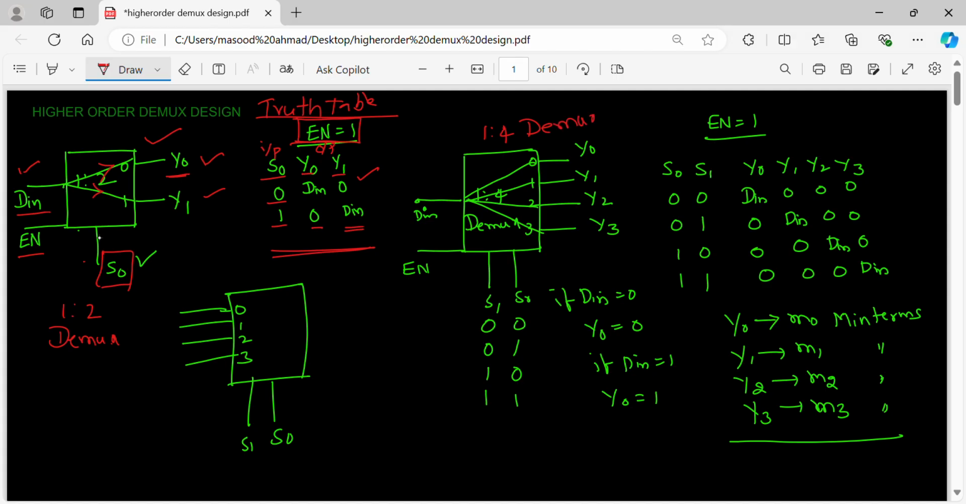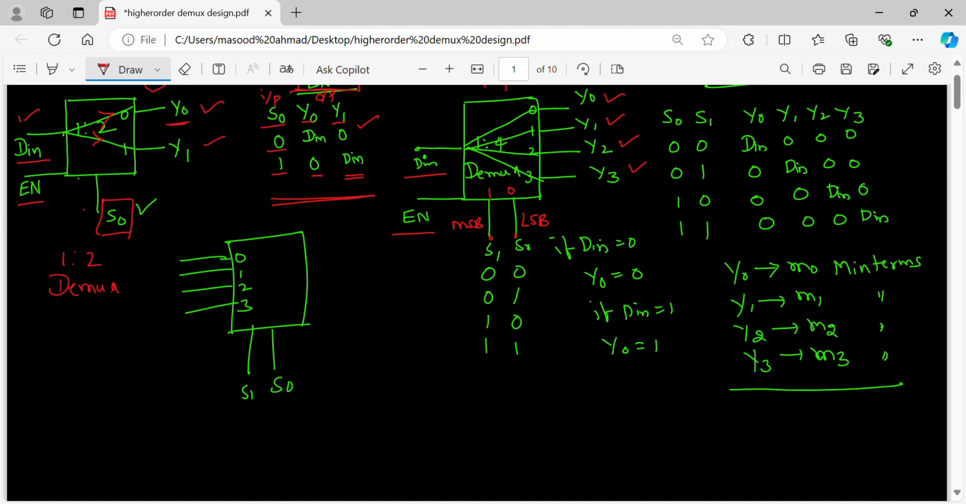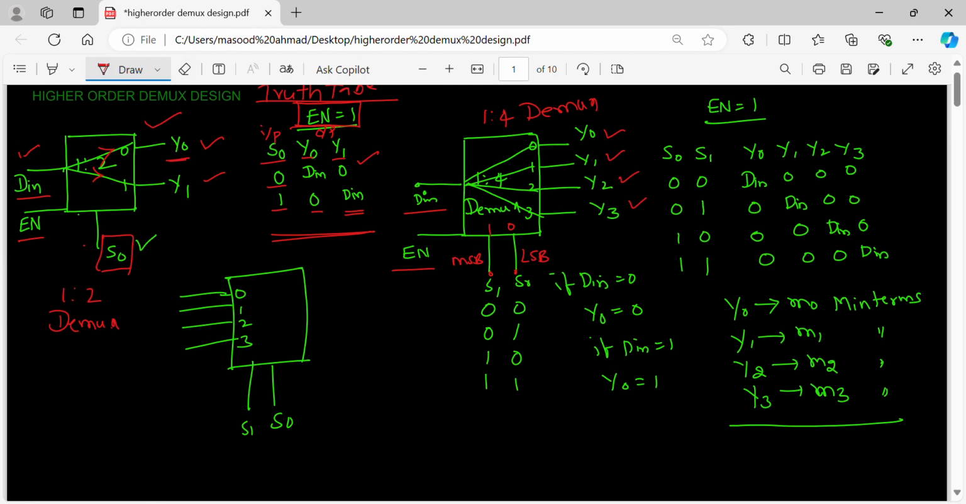In this Demux, we will be having one data line D in, one enable line as input, and two selection lines, S0 and S1. One is LSB, another one is MSB. How many output lines? 4 output lines: Y0, Y1, Y2, Y3. D in is data, and enable is active high enable. When enable is 1, it is functioning. So enable being 1 is the condition such that it is working.